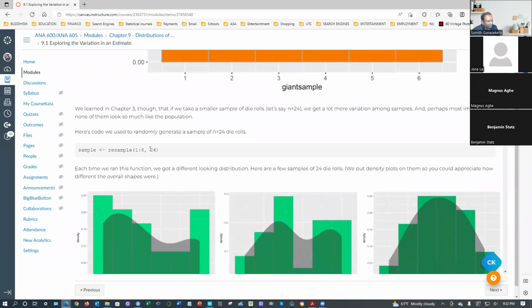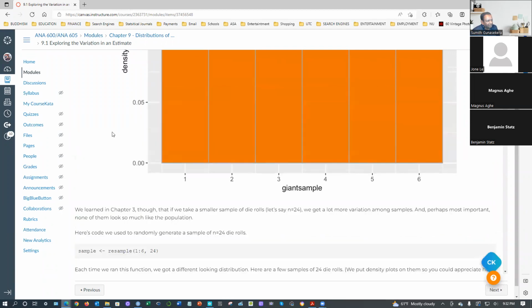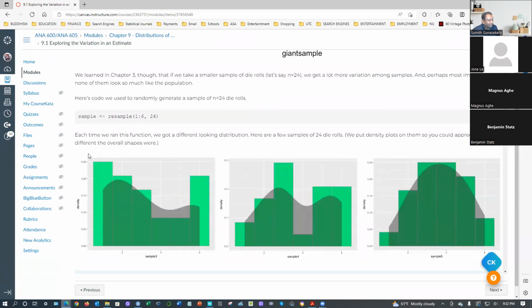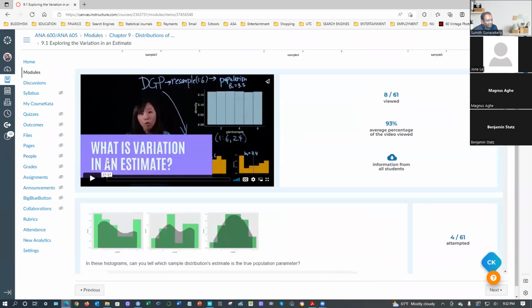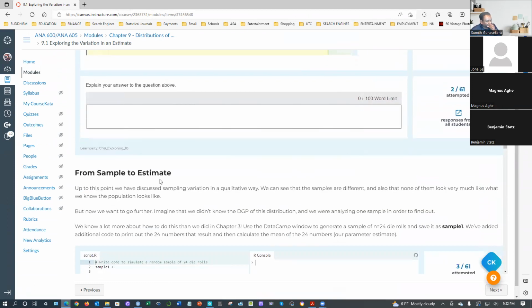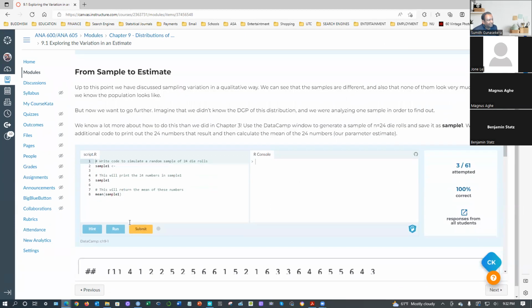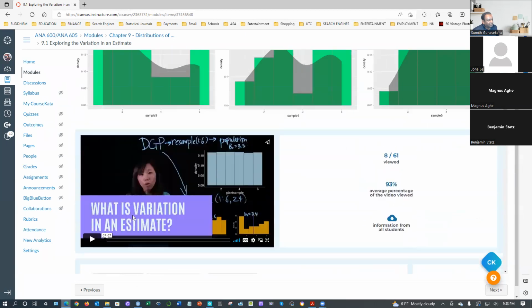But if you make that a much lower number, then it is for the sample. This is for the sample, and this is for the population. That's why we call that one a giant sample. A giant sample is nothing but a population. This is a regular sample. And then later on, the sample estimate, 24, will print the 24 numbers in the sample. Then there you get the mean value. Let's generate this one.